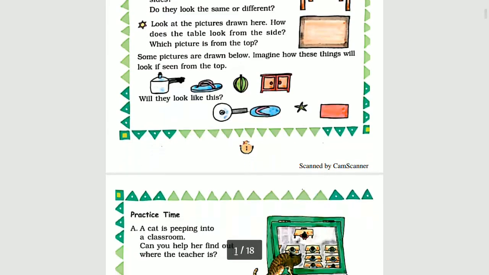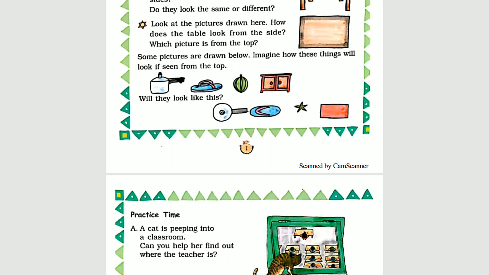Now, some pictures are drawn below. Imagine how these things look if seen from the top. So if you see a pressure cooker, slipper, fruit or table from the top, will they look like this? It is asked. So yes, it will look like the figure given below. So our answer will be yes.